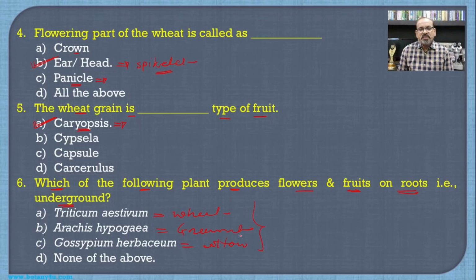So out of these three, no plant can produce flowers and fruits on the roots or underground, because it is the concept of the plant that the development of the leaf, the flowers and the fruits is always on the stem only. Hence no plant produces flowers or fruits on the roots, and therefore none of the above will be the answer for this question.